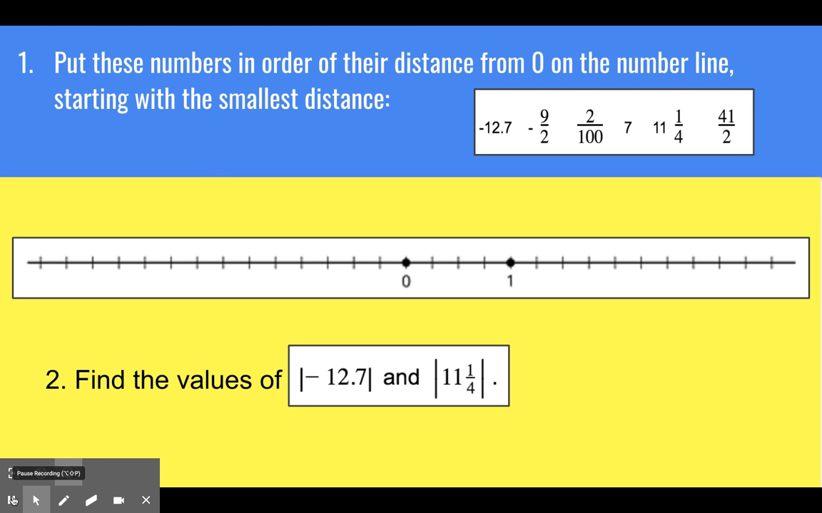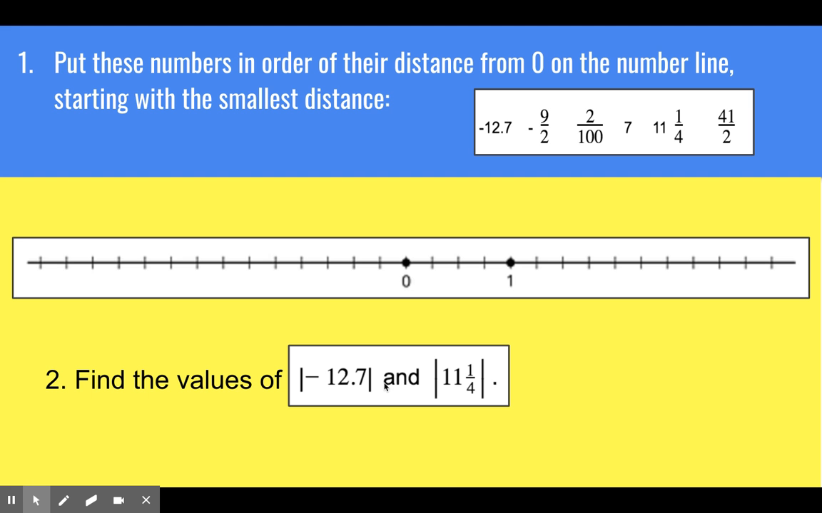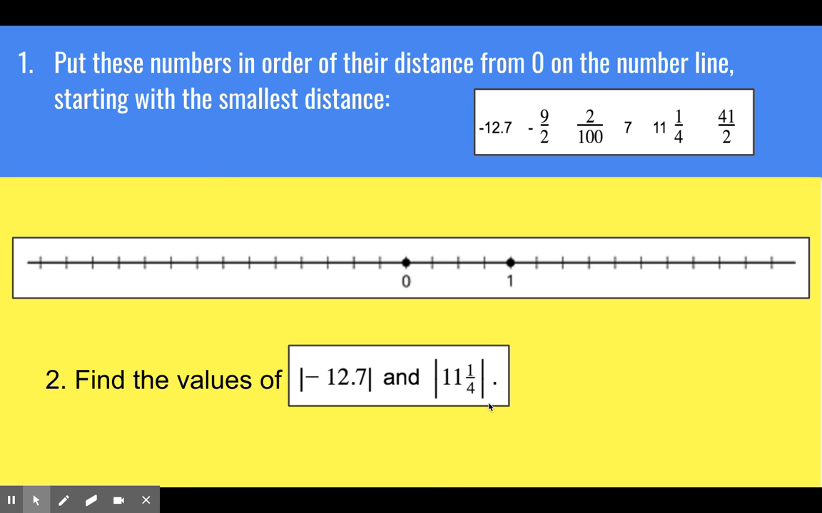All right. So I'm going to look at each one of your number lines for number one. And the answer for letter choice B is that we're going to find the values of the absolute value of negative 12.7. That is equal to 12.7. Remember, we just make the number positive. And the absolute value of 11 and 1/4 is 11 and 1/4. So again, the answer is 12.7 and 11 and 1/4.